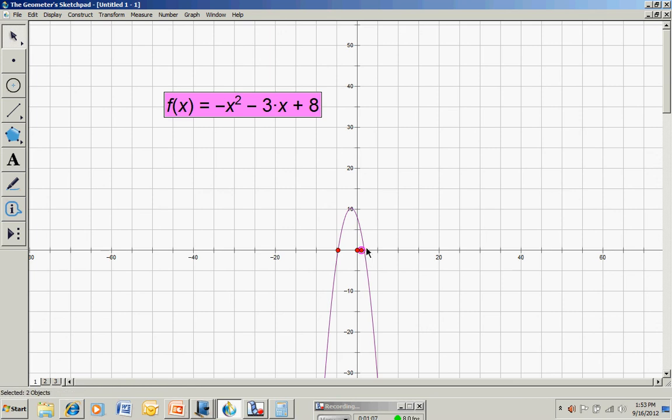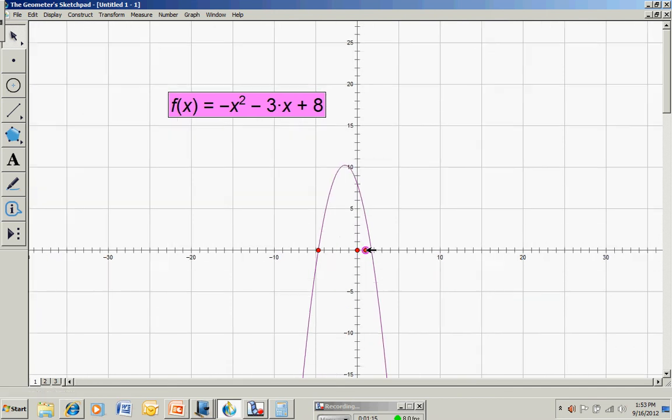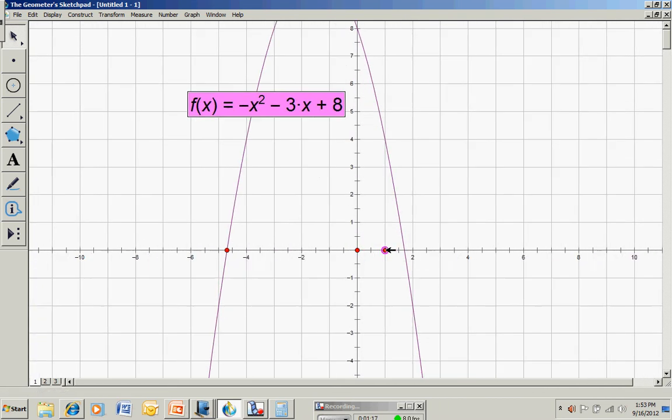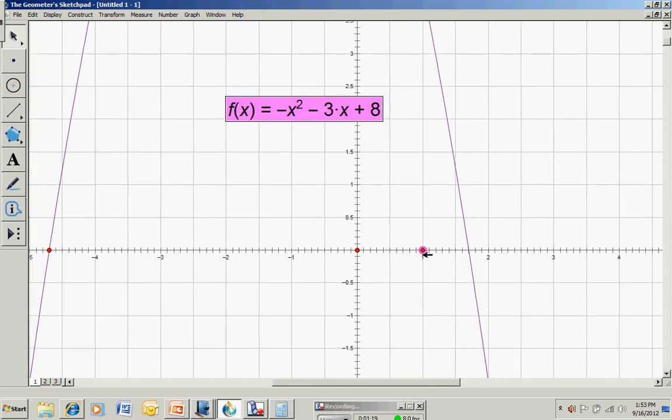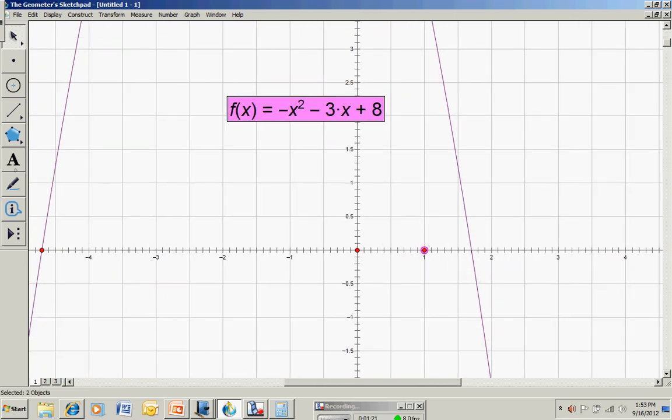And as you study this graph, you might say that it seems the x-intercepts occur at about 2.5 and about negative 5. If I were to zoom in, though, on this graph, you would actually notice that these intercepts occur at about 1.7 and about negative 4.7.